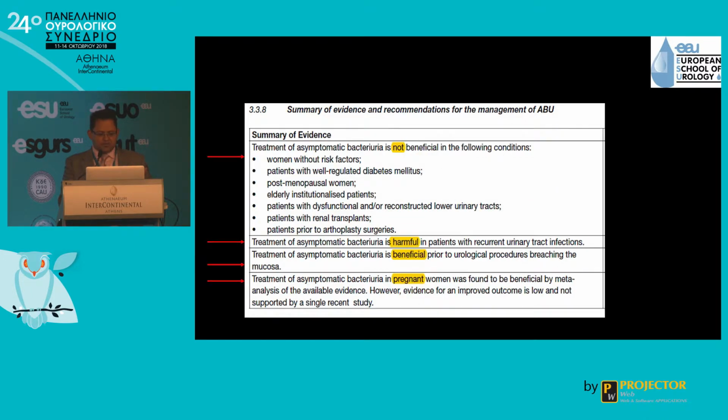So when you talk about asymptomatic bacteria, treatment is not always beneficial just because it's there. You don't have to treat it. If you just treat for anyone, it's actually more harmful. So you must treat for patients who are pregnant or before any procedure.